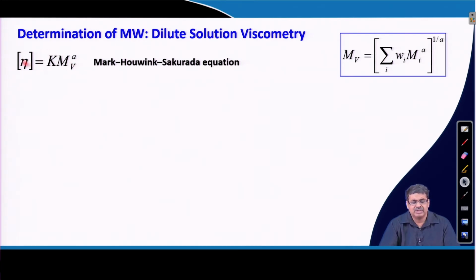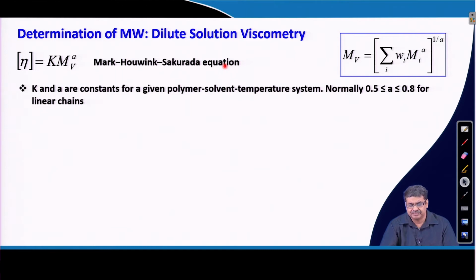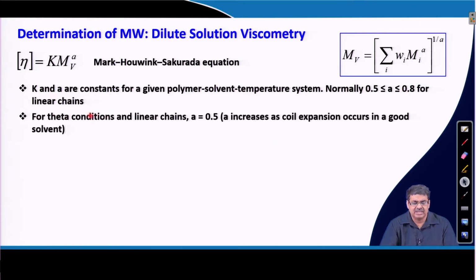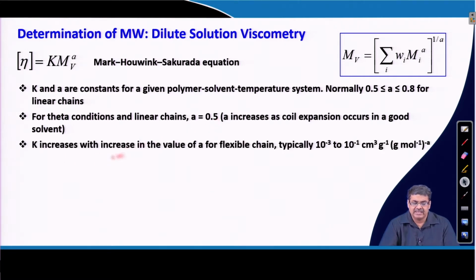Now, this expression we have used earlier. I have written this Mark-Houwink equation earlier, but sometimes it is also called the Mark-Houwink-Sakurada equation. K and A values are constant for a given polymer, solvent, temperature combination, and normally those values are for linear chains. For theta condition, A is 0.5, and K increases with increasing value of A for flexible chains. The typical values are given, and this is very difficult to calculate for copolymers.